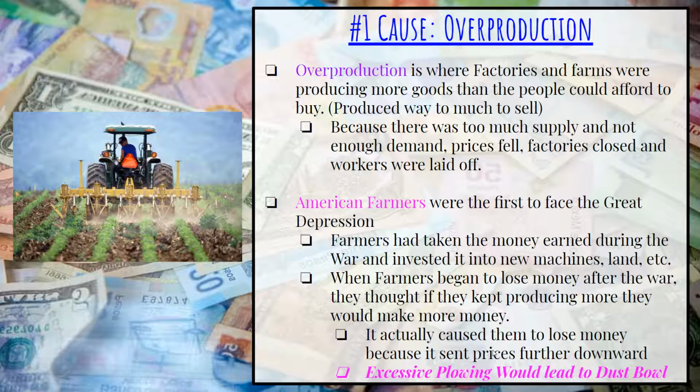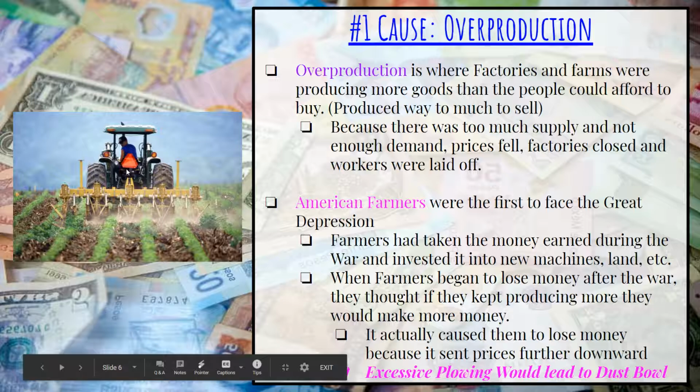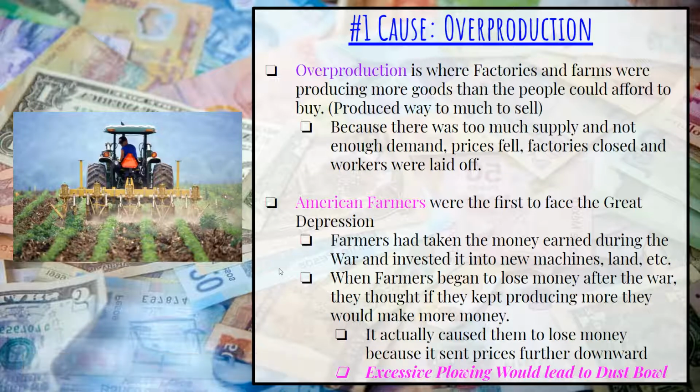So because there's too much supply and not enough demand, prices fall, which leads to factories closing, workers laid off, farmers losing their homes because they can't afford these new machines that they bought on installment to produce more. So American farmers were the first to face the Great Depression because they kept producing and their excessive plowing. It's ultimately going to lead to the Dust Bowl, which we'll talk about here in a little bit.